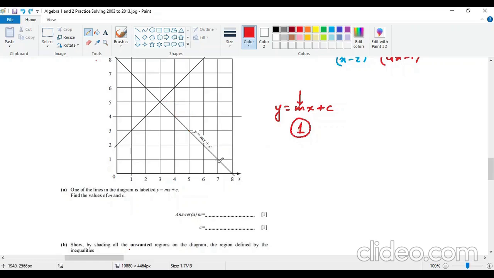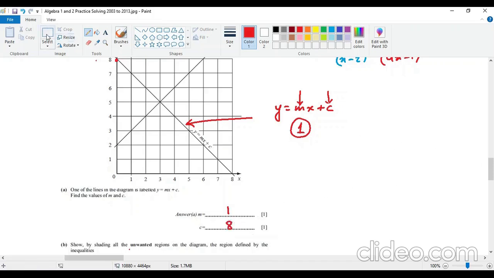Now in the same question, if they're asking you to find out the gradient of this line, the gradient of this line is -1. Please be reminded that these two are different things. Here in this question they're asking you to find out the value of m, but in another question if they're asking you to find the gradient, the gradient is going to be -1, not 1. So in here it is 1, and they're asking you to find out the value of c. C is the y-intercept. That means they're asking you this point. So 8 is going to be the right answer.